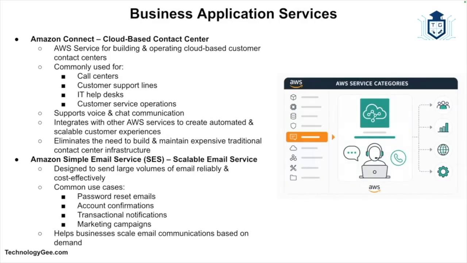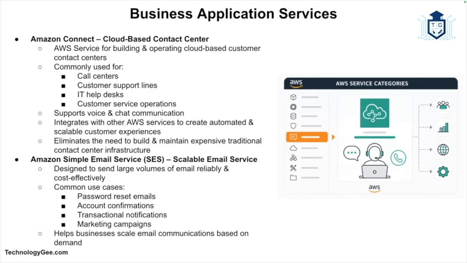All right, so let's go ahead and shift into services that directly support business operations. And the two big players here are Amazon Connect and Amazon Simple Email Service. So Amazon Connect, this is AWS's cloud-based contact center solution. So think call centers, customer support lines, and help desks, all running within the cloud. So instead of building expensive infrastructure, businesses can quickly set up a contact center with voice, chat, and integration into other AWS services. And then we have Amazon SES, and this is all about sending emails at scale.